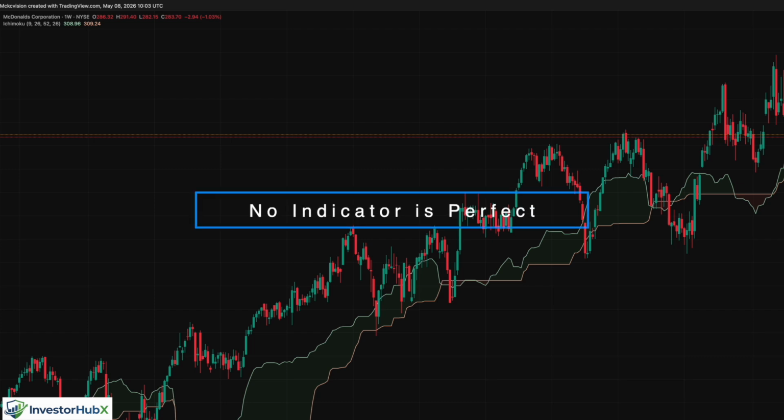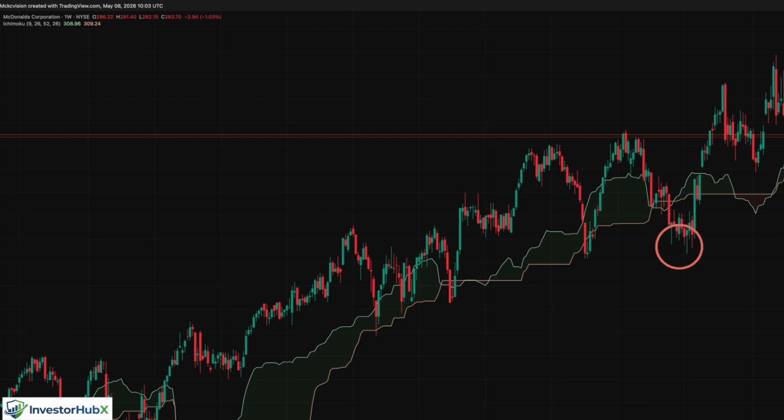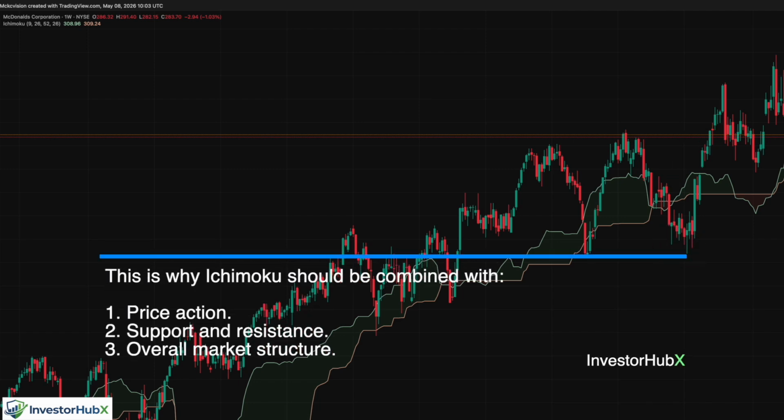Of course, no indicator is perfect. Sometimes price can temporarily break below the cloud before recovering again. This is why Ichimoku should be combined with price action, support and resistance, and overall market structure.